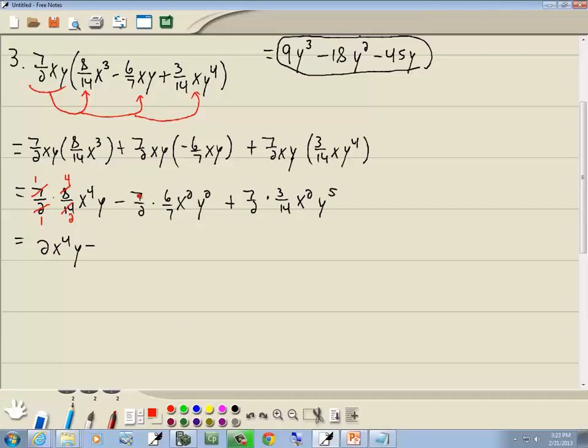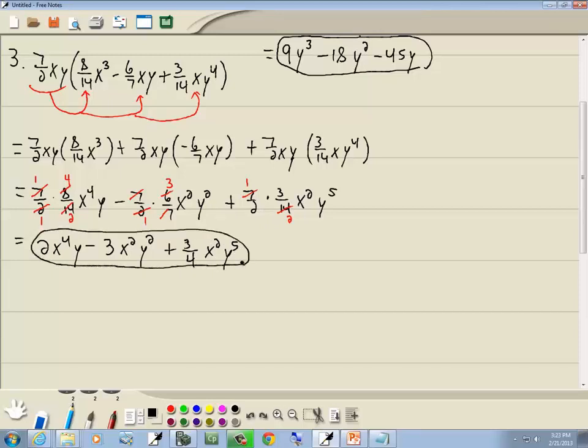Now here we got 7 and 7. Those both divisible by 7, so those go away. 2 and 6 both divisible by 2. So 2 divided by 2 is 1. 6 divided by 2 is 3. So we're left with minus 3 x squared y squared. Now over here, 7 and 14, both divisible by 7. 7 divided by 7 is 1, 14 divided by 7 is 2. 1 times 3 gives us 3. 2 times 2 gives us 4. So we got 3/4 x squared y to the 5th. And that's our answer.